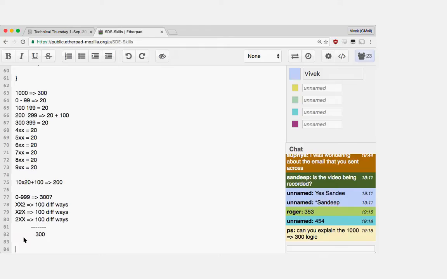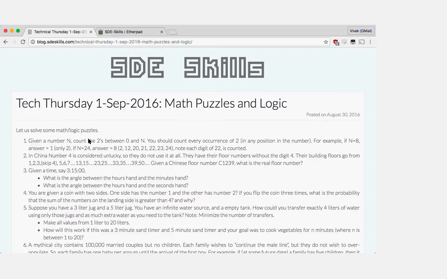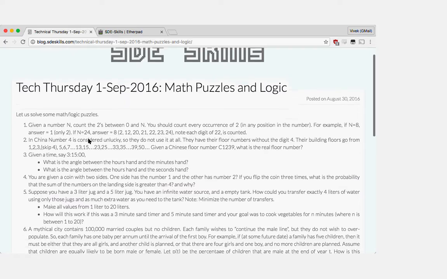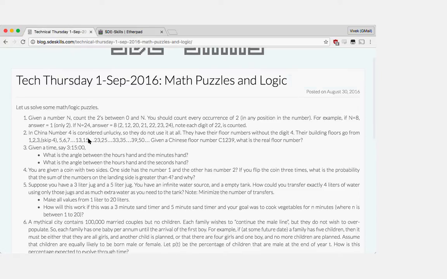Okay. Got it. Thanks. All right, so let's move to the next problem. I know we spent a lot more time on the first one than I was originally thinking, but it's good. So this one is, again, I've never been to China, so I don't know if they actually consider 4 as unlucky, but I have been told that in China, the number 4 is actually considered unlucky, and they don't like to use it.